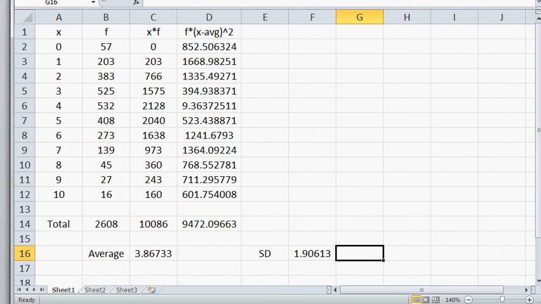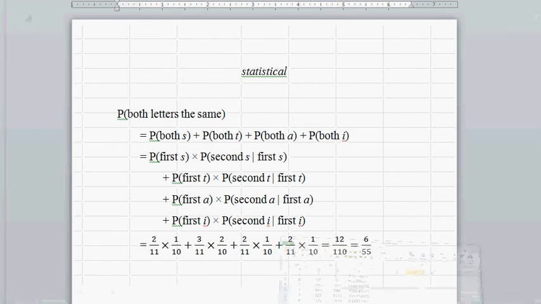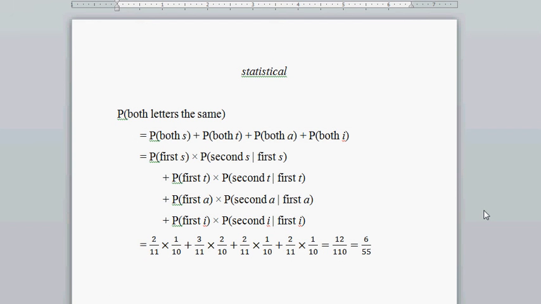The second question that was not graded, but I heard a lot of comments about this in class, was problem 3.41, which concerned the word statistical. So the question is, you have the word statistical, you draw two letters at random without replacement. What is the probability that both of these letters are the same?